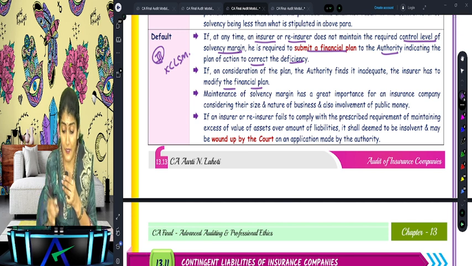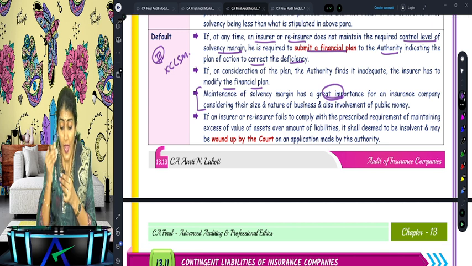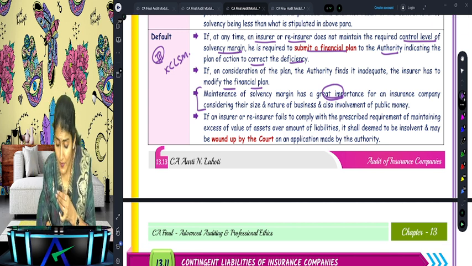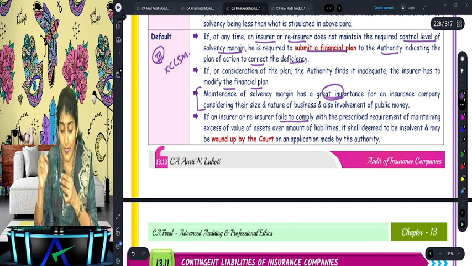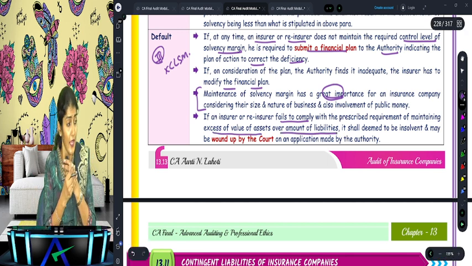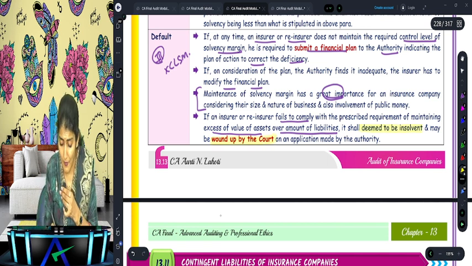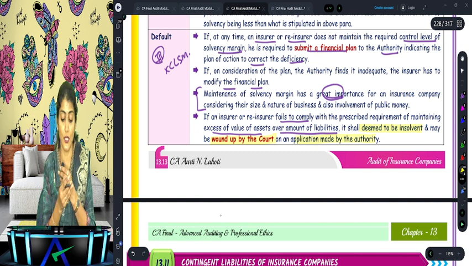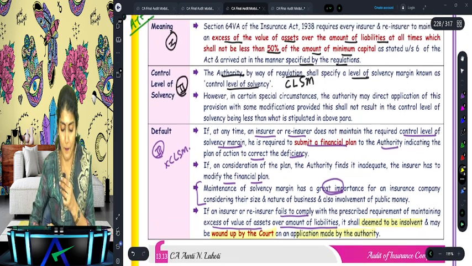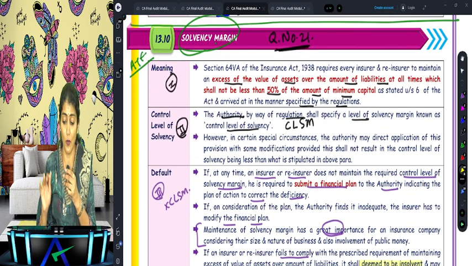Yes. And maintenance of solvency margin has great importance for an insurance company. If an insurer or reinsurer fails to comply with the prescribed requirement of maintaining the excess of value of assets over the amount of the liabilities, it shall be deemed to be insolvent and may be wound up by the court on an application made by the authority. Right, it may be wound up by the court on an application made by the authority. So that is regarding the solvency margin.